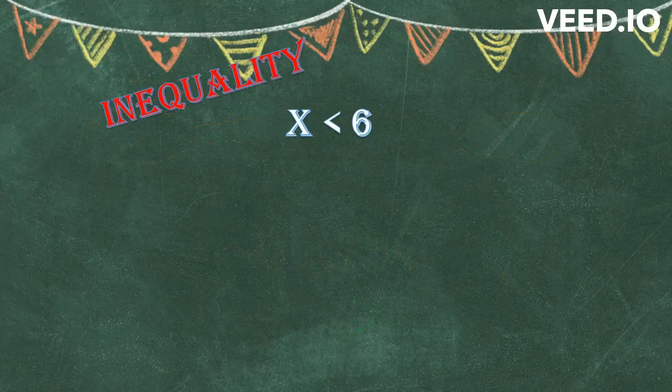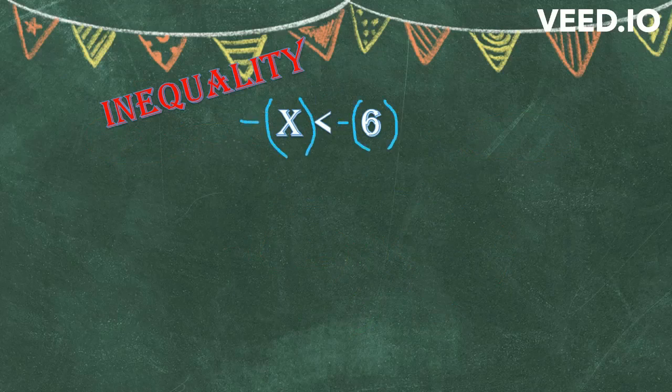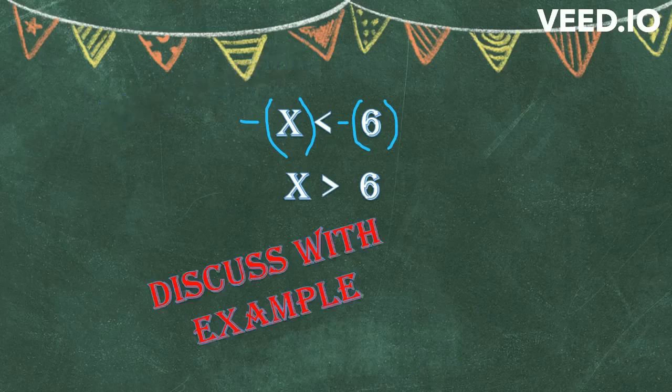See, for example, we have x less than 6. This is an inequality. Suppose we multiply with minus on both sides. It becomes minus x is greater than minus 6. So the inequality sign is reversed. Let's take an example.